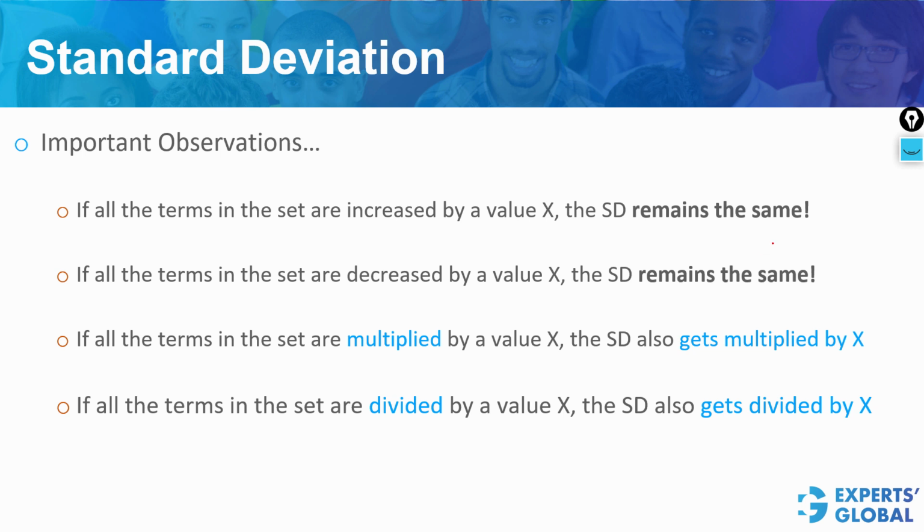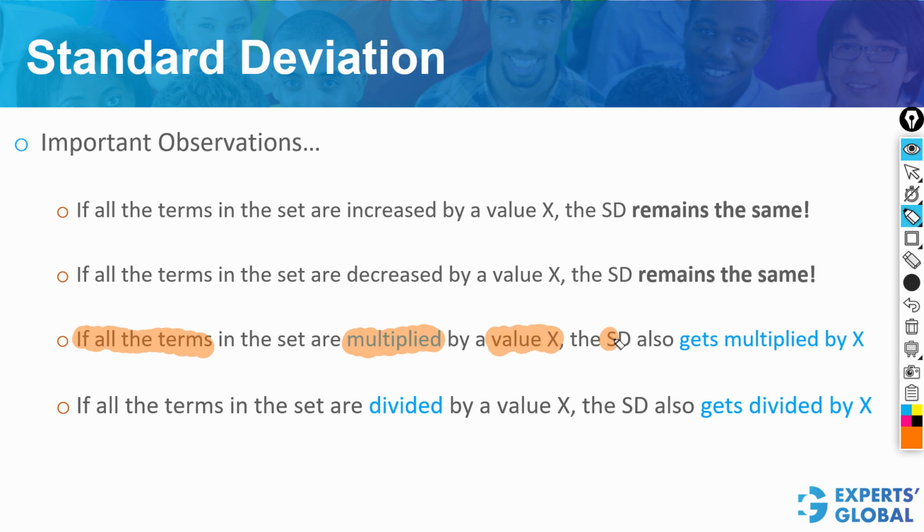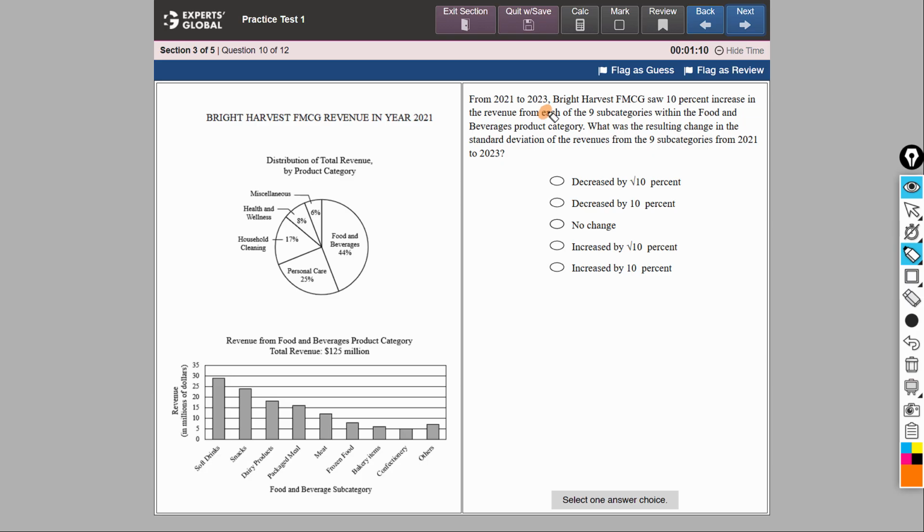You may also remember this slide around the properties of standard deviation. As it says, if all the terms are multiplied by the same value x, standard deviation also gets multiplied by the same value x. So when each value increases by 10%, everything becomes 1.1 times. Standard deviation also becomes 1.1 times. So as each value increased by 10%, the standard deviation would also increase by 10%. That's the right answer.